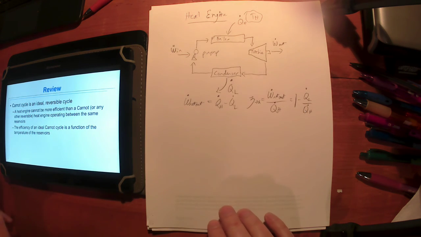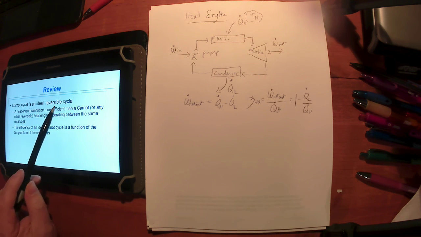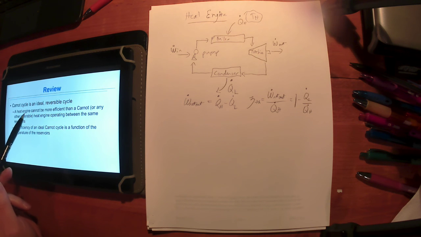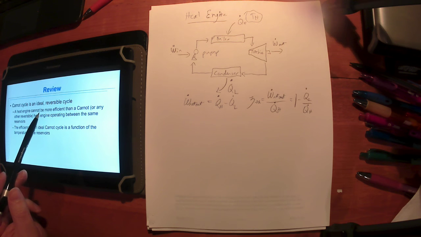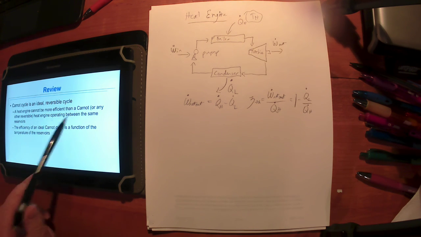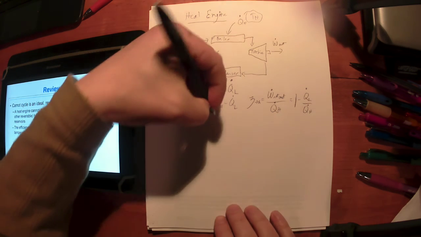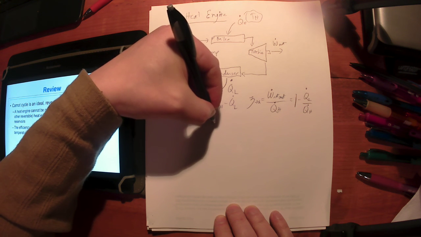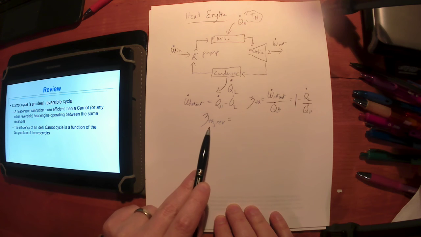And all that to say that we talked about the Carnot cycle as one of the first reversible cycles proposed, and we found that any engine we can construct cannot be more efficient than a Carnot or any other reversible engine operating between the same two reservoirs. Therefore, the efficiency of a Carnot cycle or any other reversible cycle is only a function of the temperature of the reservoirs. So the maximum efficiency occurs when I have a reversible cycle.